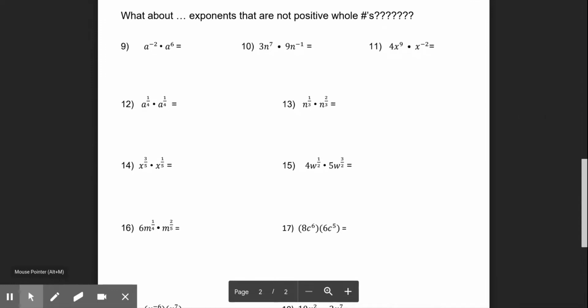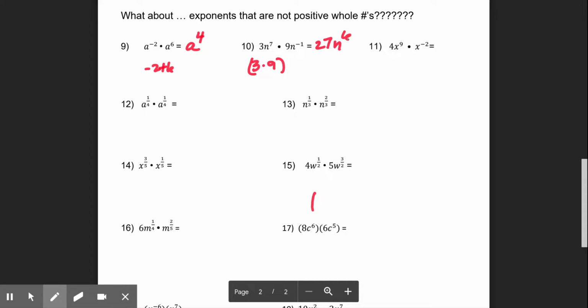All right. Then it says on the back side, what about exponents that are not positive whole numbers? Well, you're still going to do the same thing. Negative 2 plus 6, that gives you 4. So it's just a to the 4th power. Number 10, you're going to group the 3 and the 9 together. So 3 times 9 is 27. Then the exponent, 7 plus negative 1, or 7 minus 1, gives you 6.